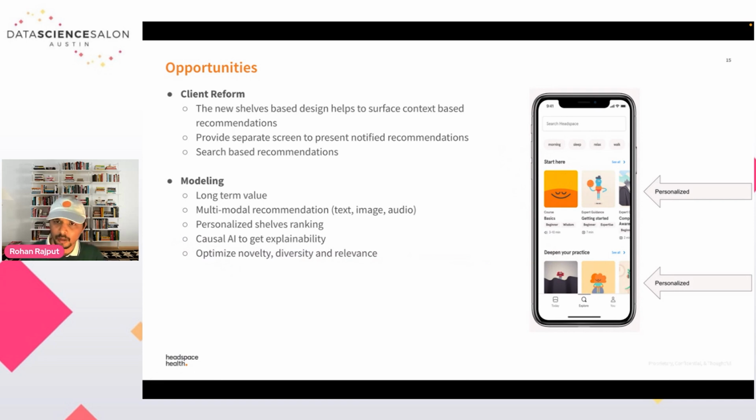We are focusing a lot on causal AI to get explainability. We want to be more transparent about our recommendation. If we are serving any kind of recommendation to our user, they should know why this particular recommendation has been served and what type of data points we used to serve it.